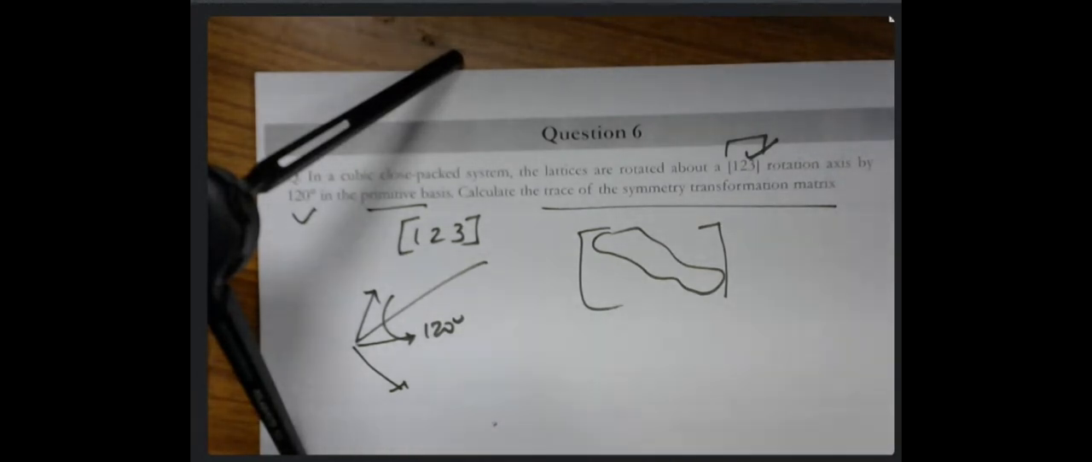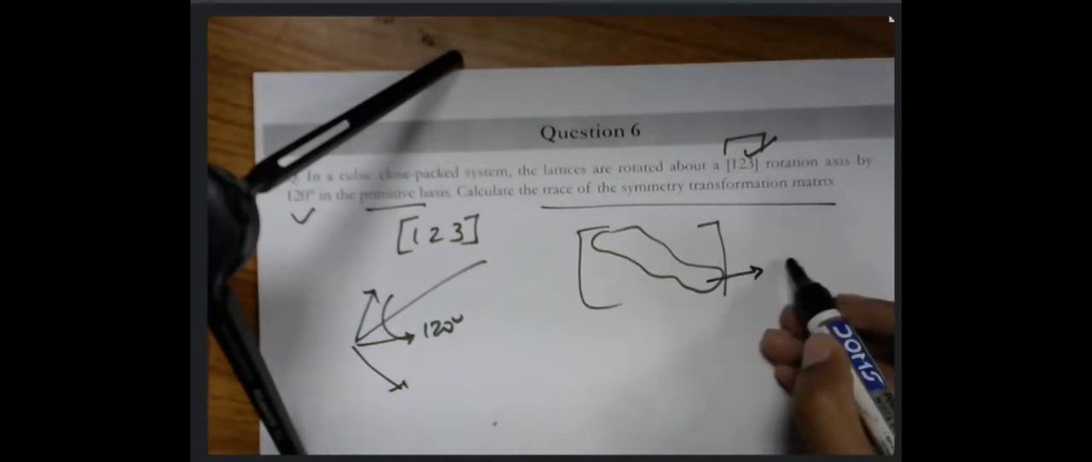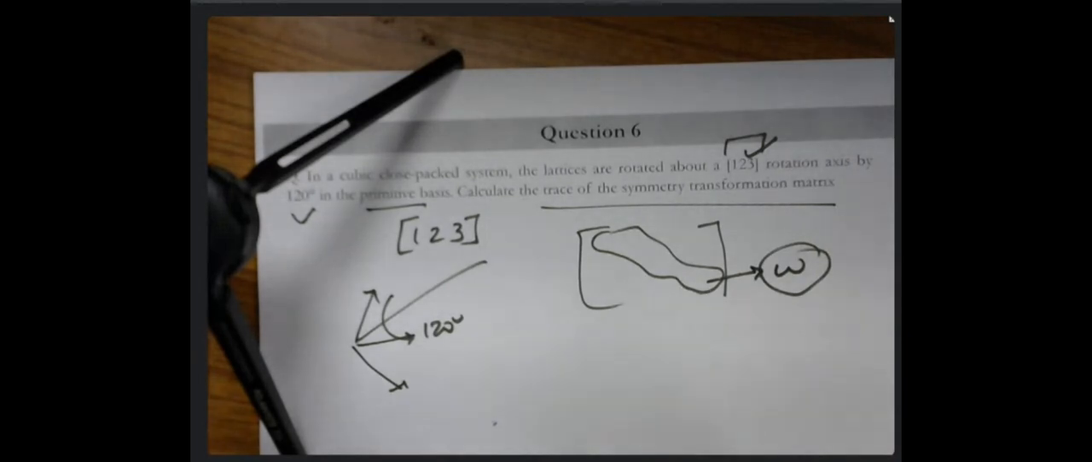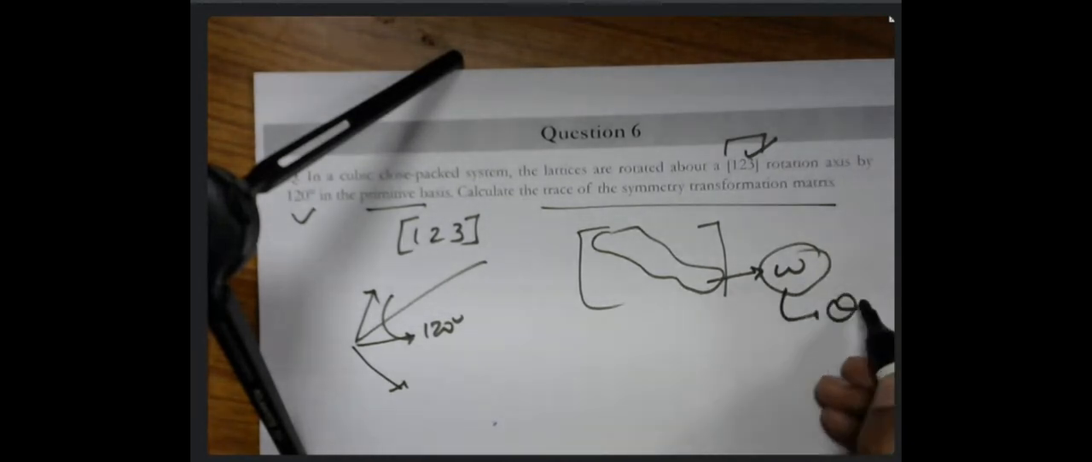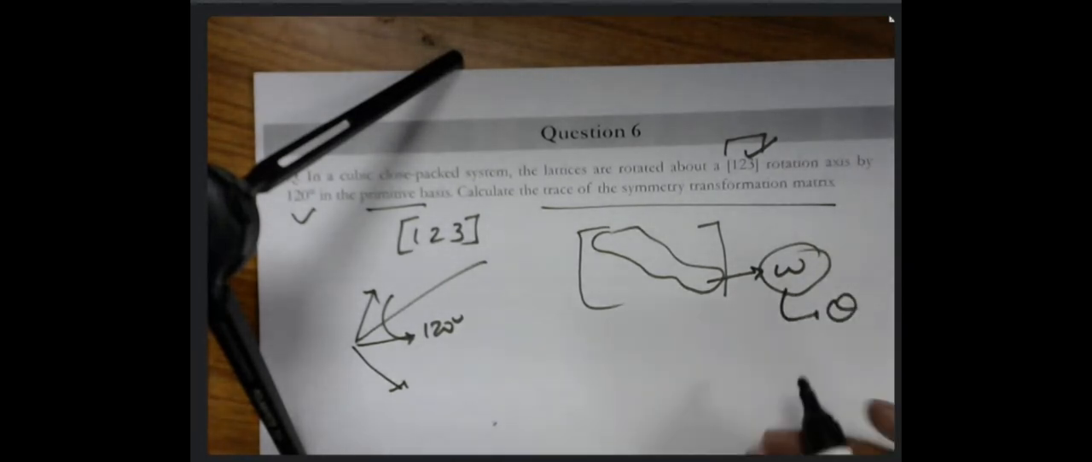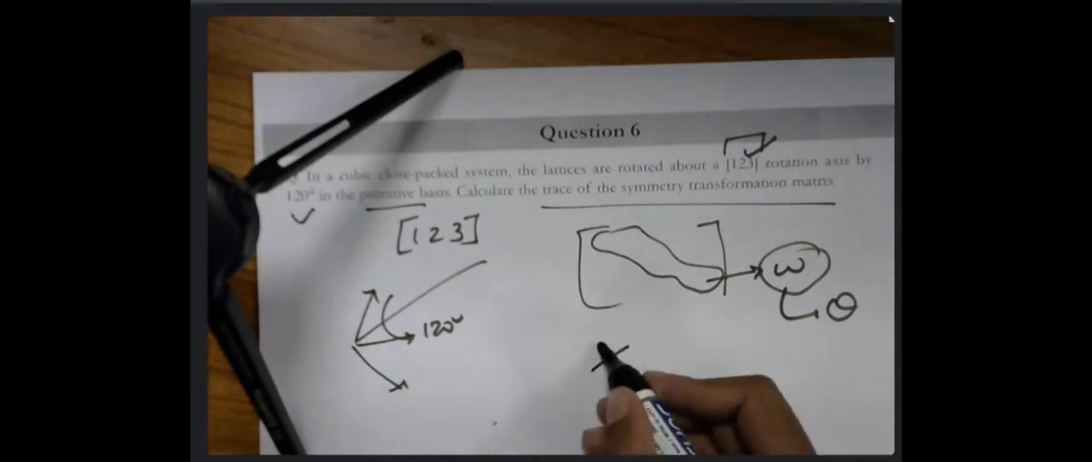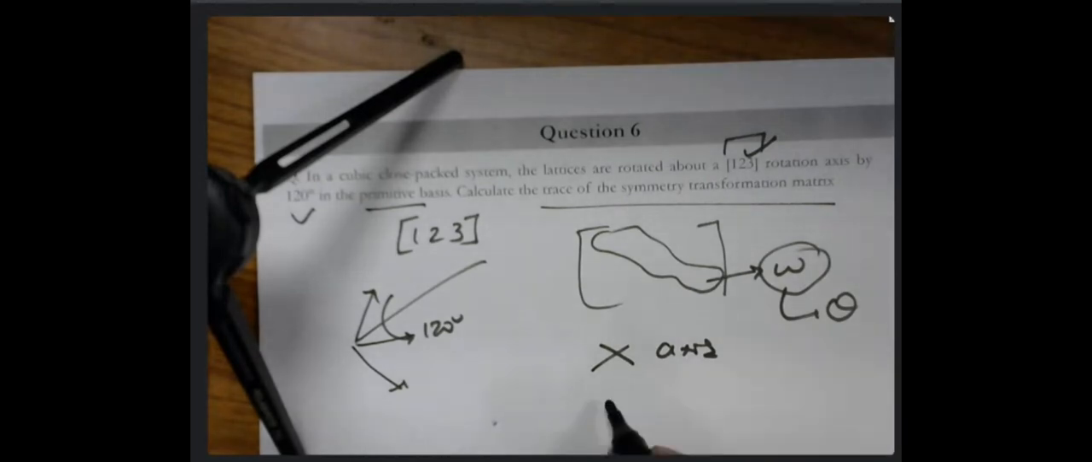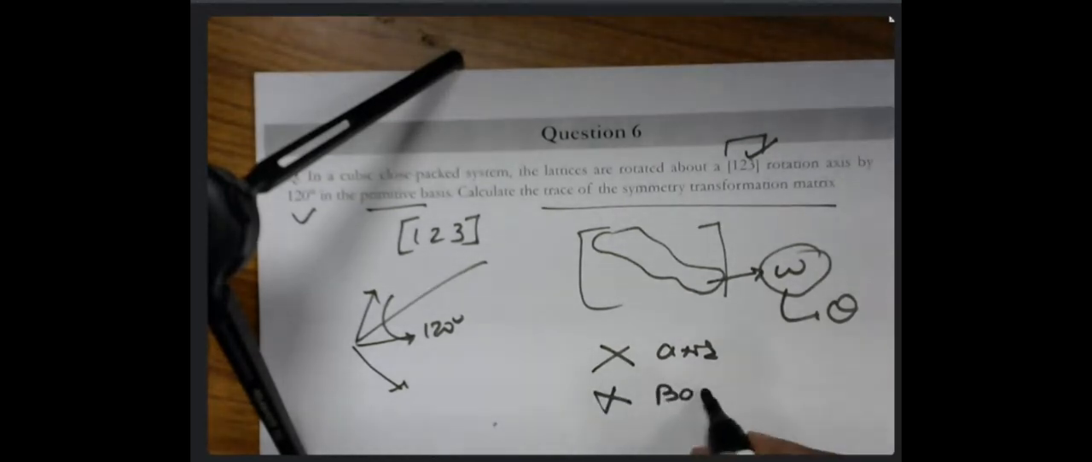We know that the trace of the symmetry transformation matrix is invariant. It is not going to change. It only depends upon theta, the angle by which it is rotated. It doesn't depend upon the axis about which it is rotated. It doesn't depend upon the basis, like in what basis system we are rotating it.